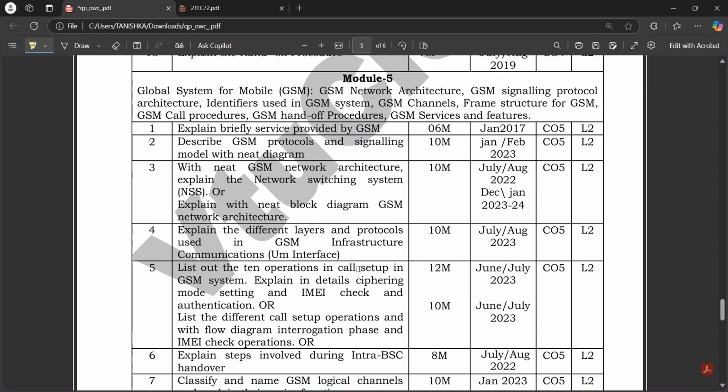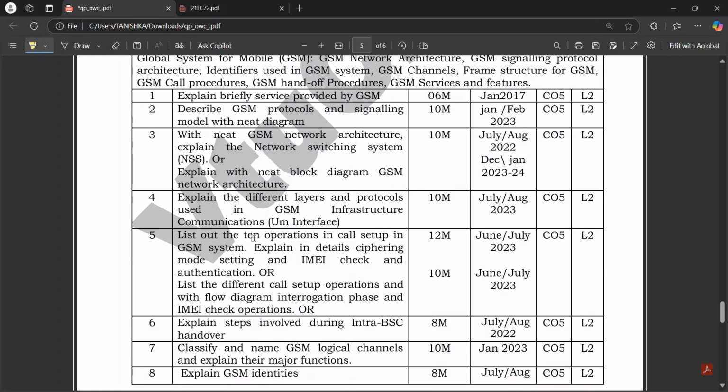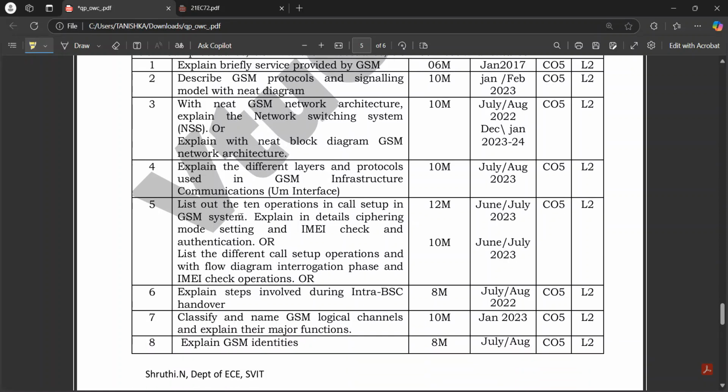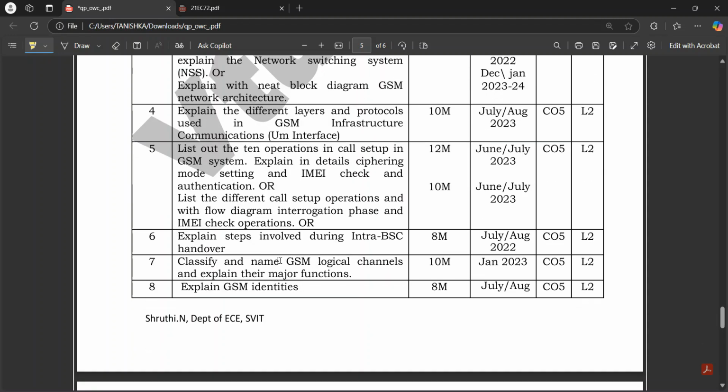And in module 5, GSM. So explain briefly services provided by GSM, and GSM protocols and signaling is important. GSM network architecture is important. Then different layers and protocols used in GSM. Then list out 10 operations in call setup. Then explain steps involved during intra BSC handover.